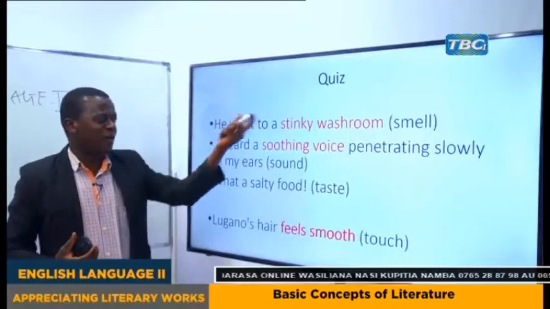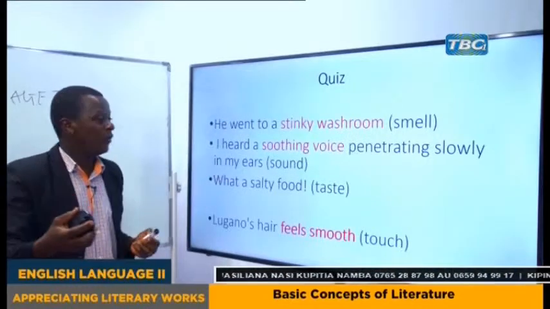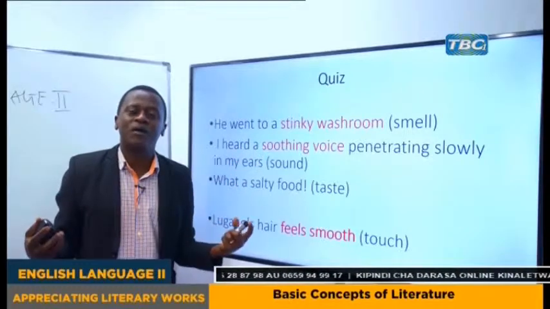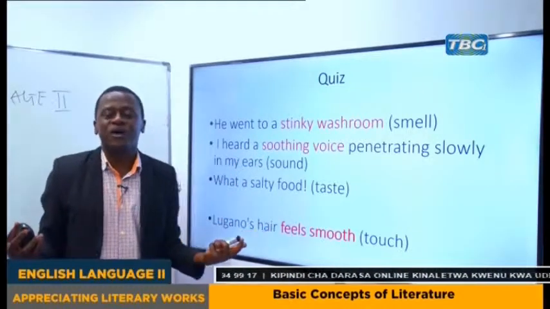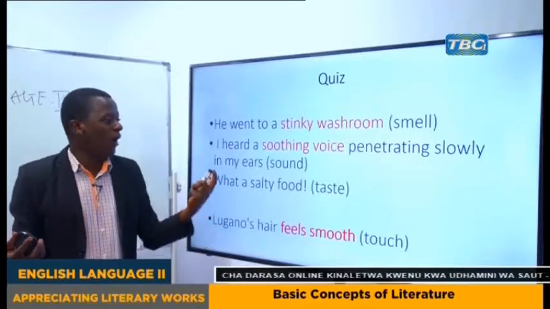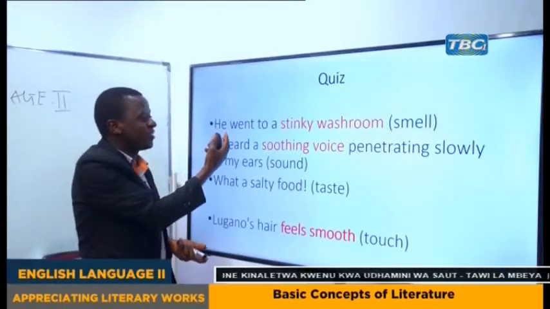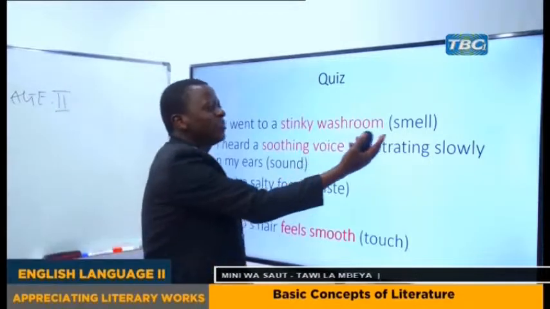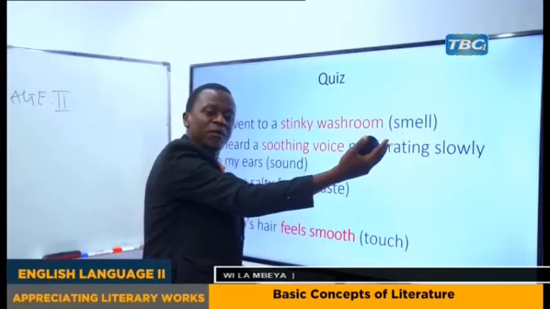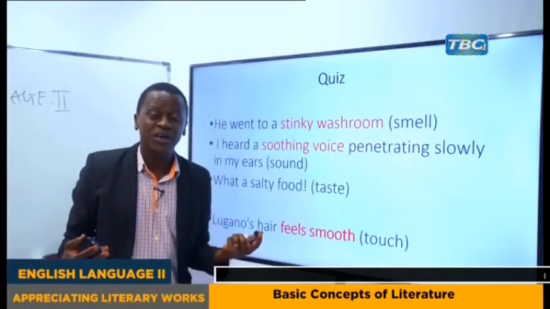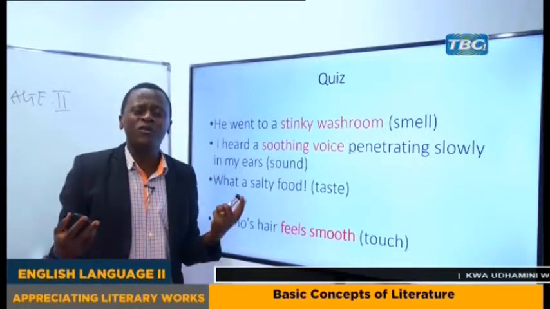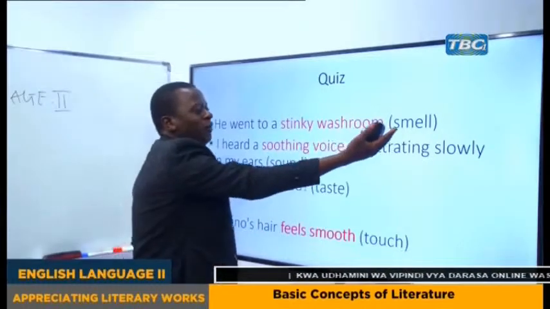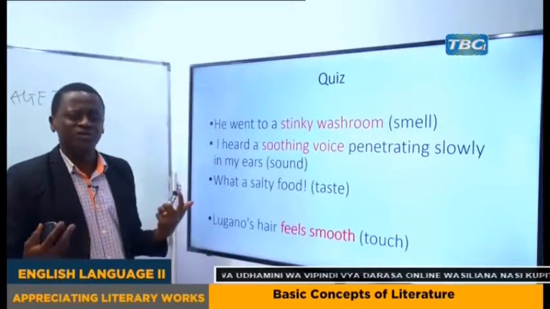Students, let's look at this simple quiz that wants you to identify what kind of sense or sensory organs are involved. How do you feel when you come across this sentence: he went to a stinking washroom? Obviously, it's the sense of smell, that such a washroom is stinking. It's a rotten kind of smell. So one will develop a sense of smelling something.